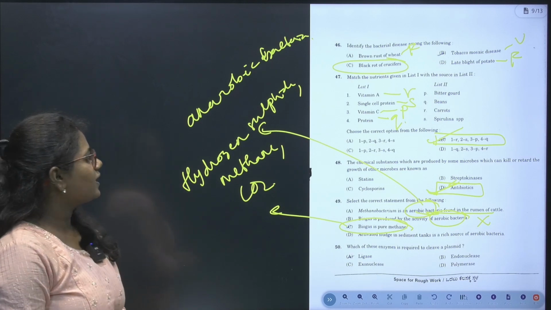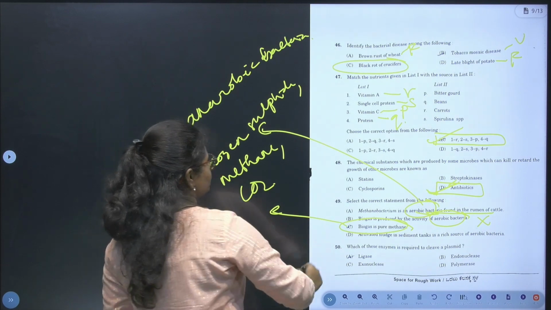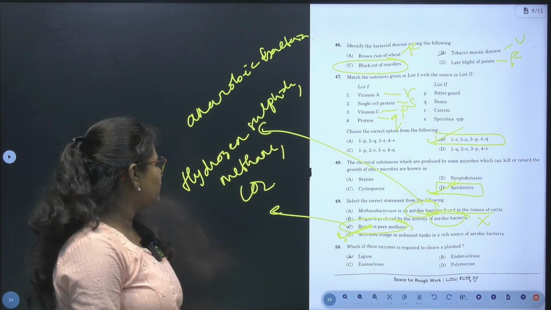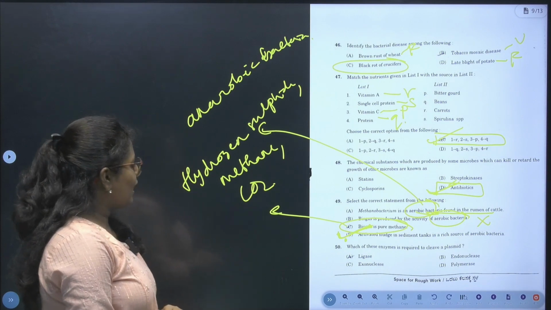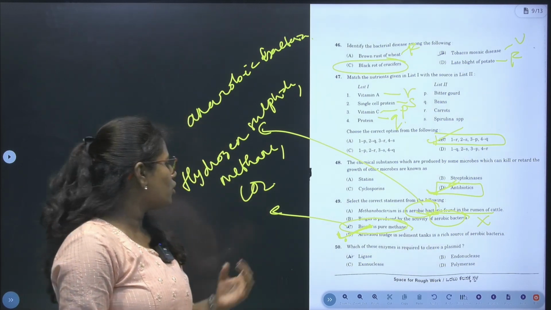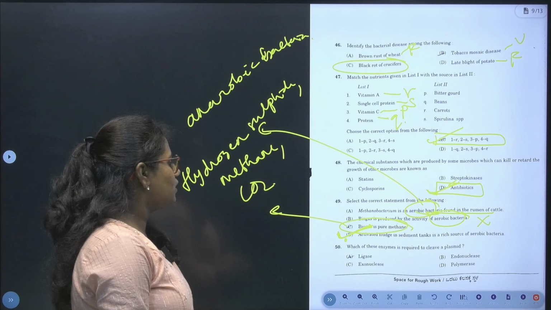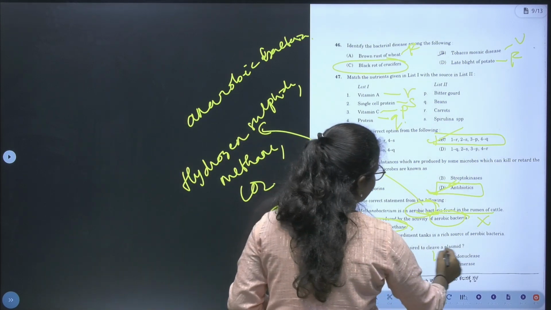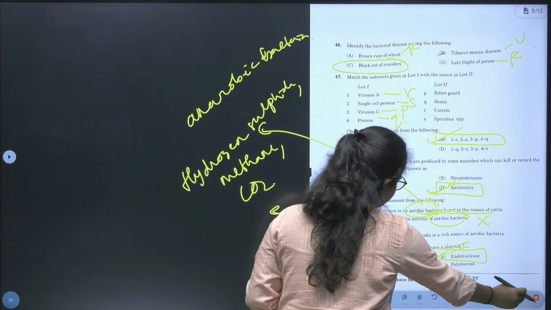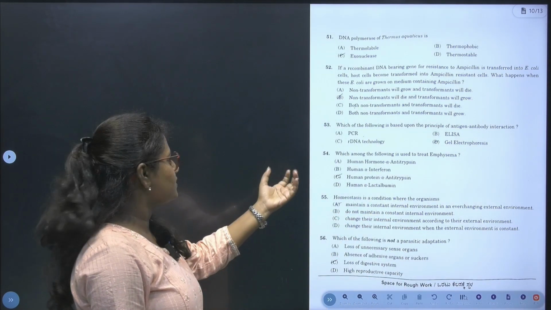Activated sludge in sediment tanks is a rich source of aerobic bacteria. Yes, the activated sludge is rich in aerobic bacteria. So here the correct statement is D, that is activated sludge in sediment tanks is a rich source of aerobic bacteria. Moving on to the next question, question number 50. Which of these enzymes is required to cleave a plasmid? So it is a direct question again from biotechnology chapter. The answer here is endonuclease, that is option B. DNA polymerase of Thermus aquaticus is again from biotechnology.